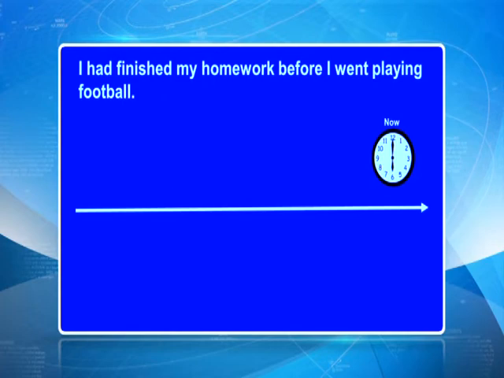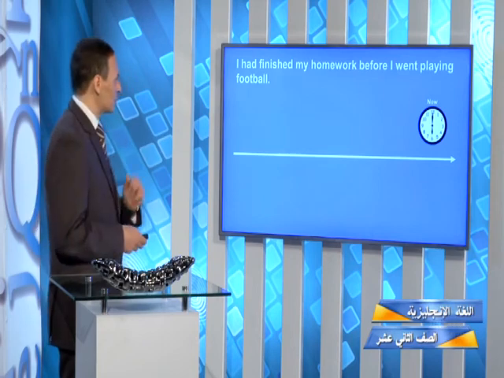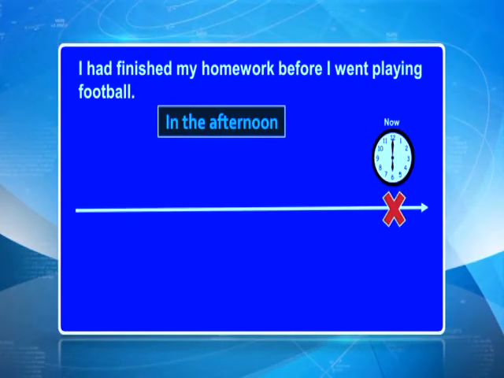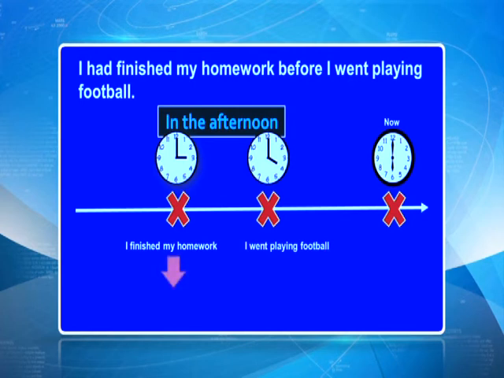Remember, the past perfect refers me back to two actions that took place in the past, that finished in the past. And the first action is at 3 o'clock, and that is I finished my homework. The second one took place at 4 o'clock, and that was I went playing football. Right, because this one came first, I should say I had finished my homework before I went playing football. Right? Need some more practice?